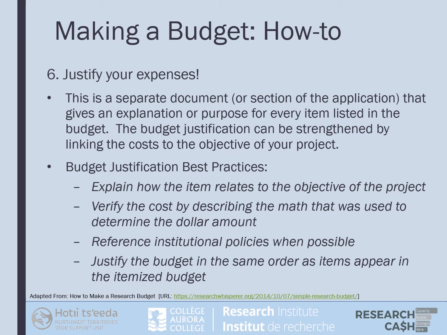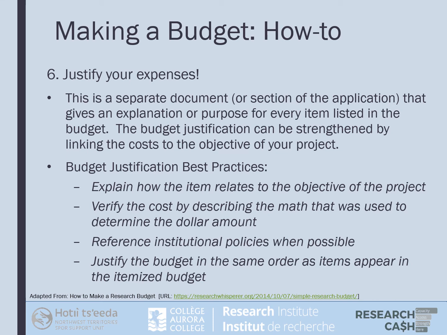So best practices include, you want to explain how the item relates to the objective of your project. Verify the cost by describing what math you used, what's the logic you used to determine the dollar amount. Reference institutional policies wherever you need to. An example is honoraria. The Aurora Research Institute or the GNWT, they have set honoraria totals that are used for half days or full days. You want to reference that is why you're choosing to pay that much. You're not making it up as you go along. Justify the budget in the same order that the items appear on your itemized budget.